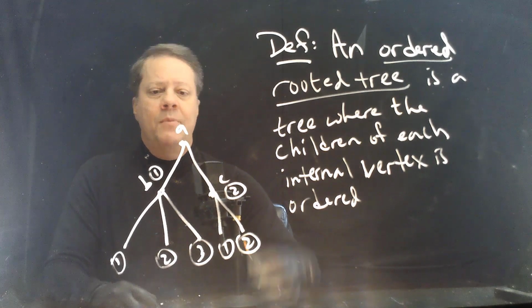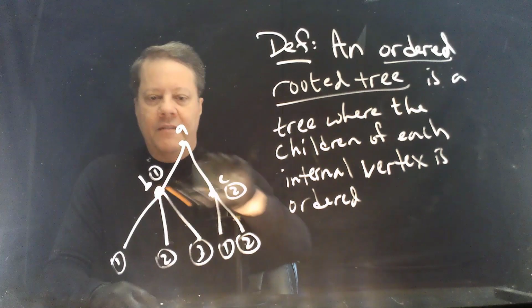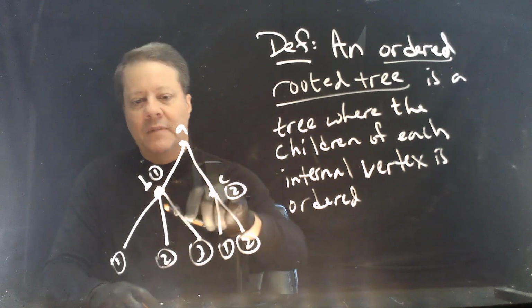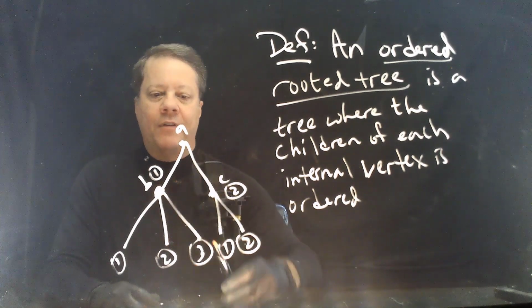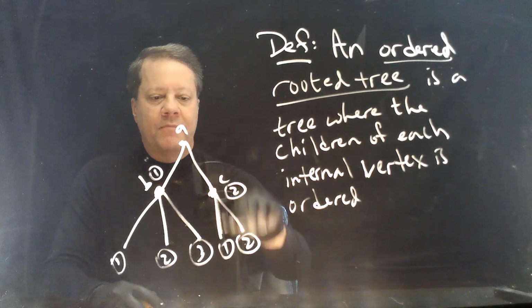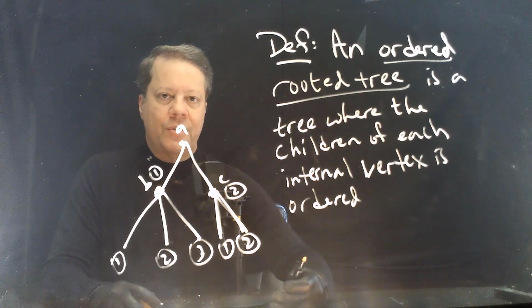You can form subtrees. There's a left subtree off of this point A. Well, it'll be rooted at B and have all of its children. There's a right subtree then, just involving C together with its children, 1 and 2.